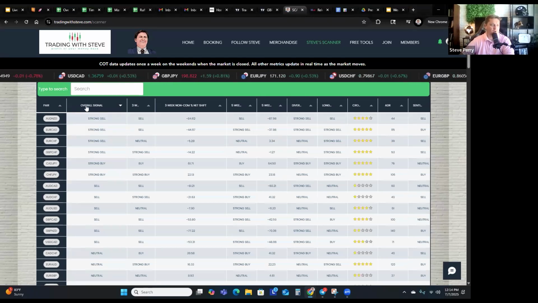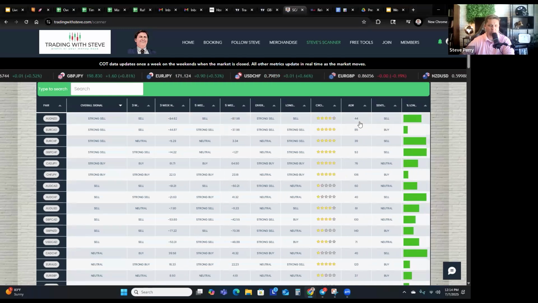Okay, cool. So this is where you get the information right here. This is where you get the signal. And then the other important thing that you're going to need off the scanner is the ADR, which is over here. The ADR is not a metric that is gathered from COT data or anything like that. The ADR is the average daily range. The reason why this is important is because this is how we base our stop losses with the scanner.